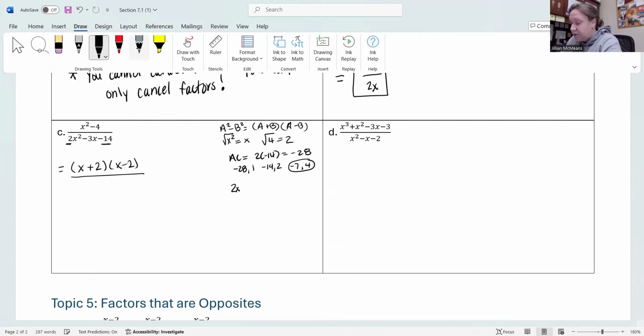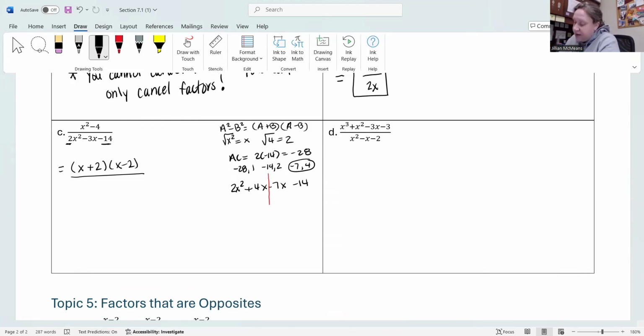So I'm going to get 2x squared. But instead of writing -3x, I'm going to break down -3x into two terms where the coefficients on those terms are the factors I just found. So I'm going to say plus 4x minus 7x minus 14. And then we do that factor by grouping thing, remember, where we split the polynomial in half and we factor the left and then we factor the right.